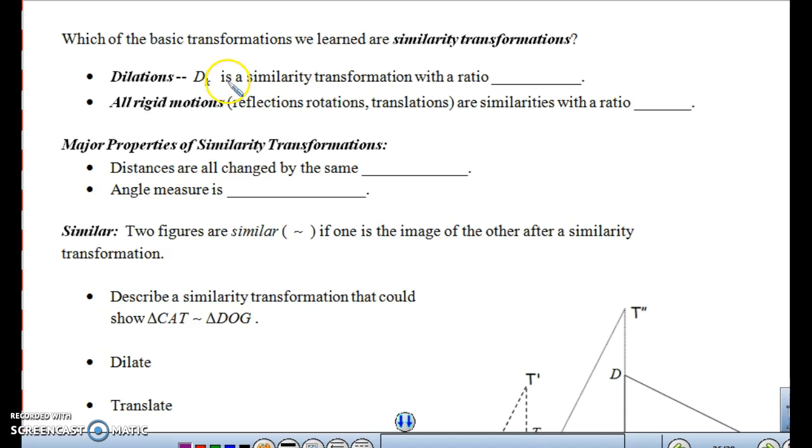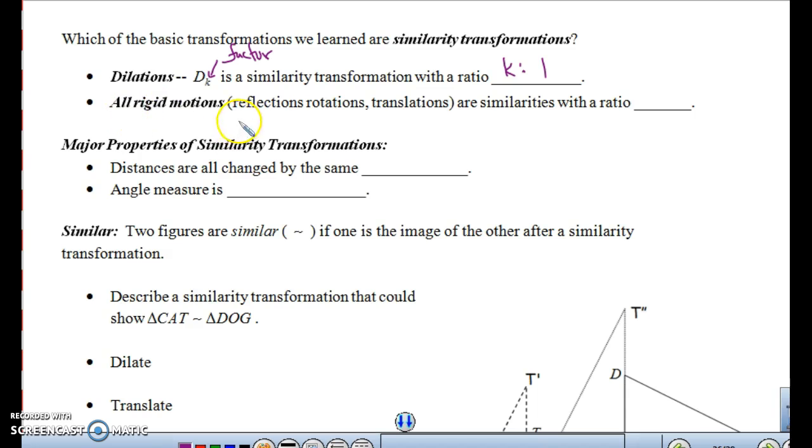A dilation is multiplying. So D of K is a similarity transformation with a ratio of K. Remember, that is your ratio or your factor. That's what you're going to multiply the terms by. So your sides will be in the ratio of whatever K is to 1. So if you're doing a dilation of 3, this would be a 3 to 1 ratio. What you end up with is 3 times as big as what you started with. So that is your ratio.